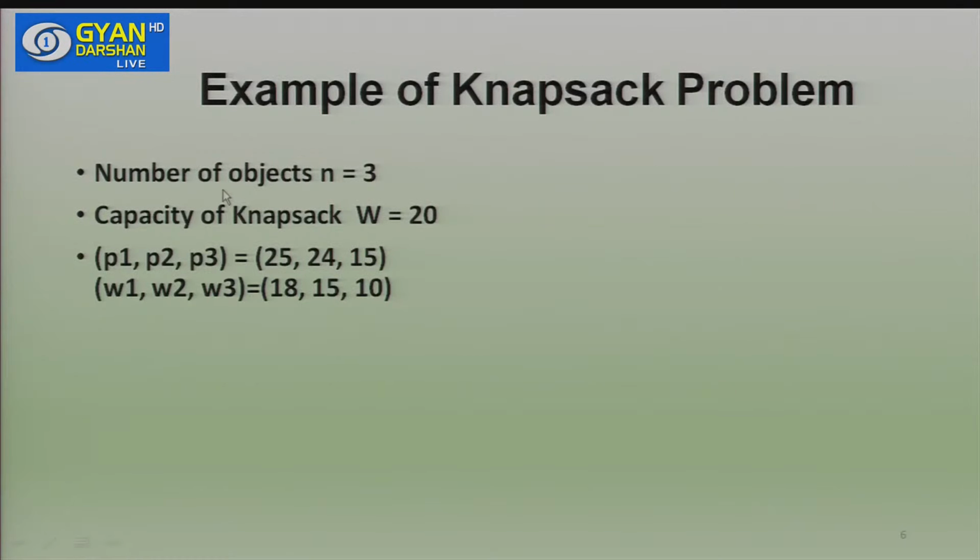Well, for the example of knapsack, we are just taking n equals 3. So there are 3 objects, and the capacity of the knapsack, let's assume, is 20. The profits associated with these 3 objects are: first object 25, second object 24, and third object 15. The weights are: first object is of weight 18, second object is of weight 15, and the third object is of weight 10. Now the fractional knapsack problem is asking us, what should we put in the bag so that our profit is maximized?